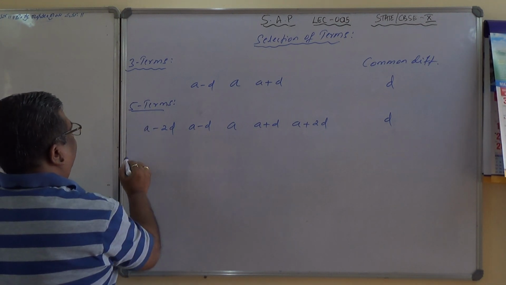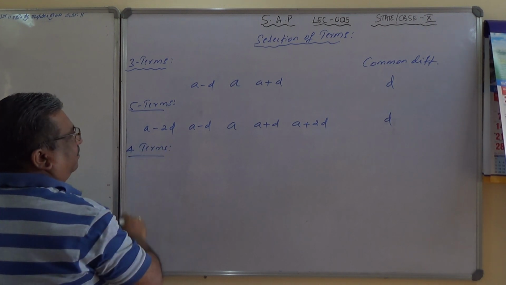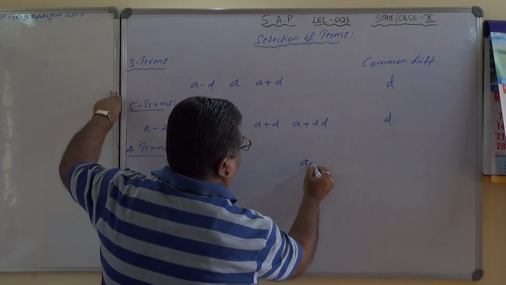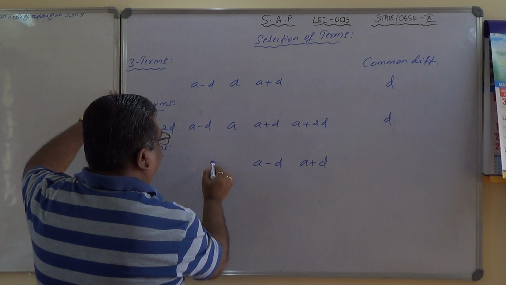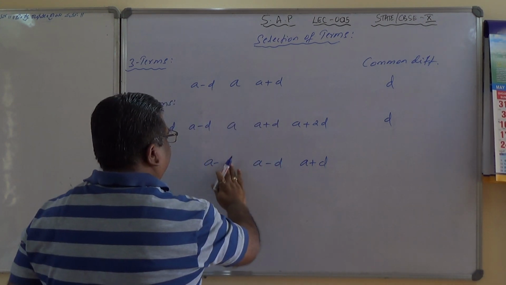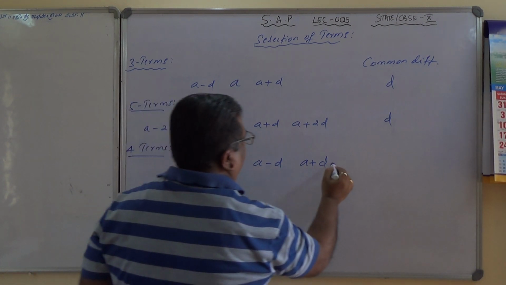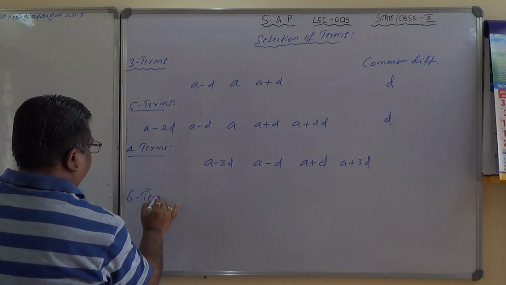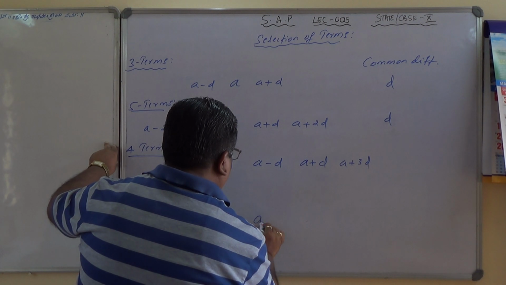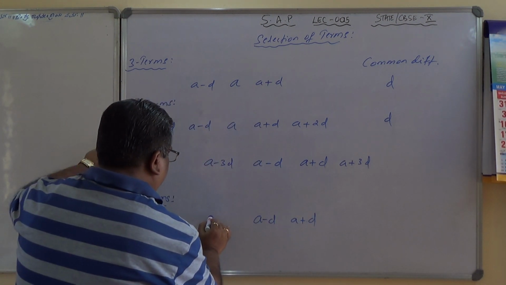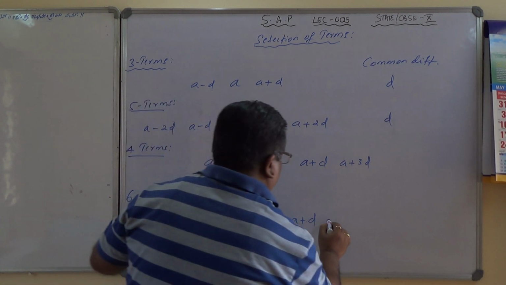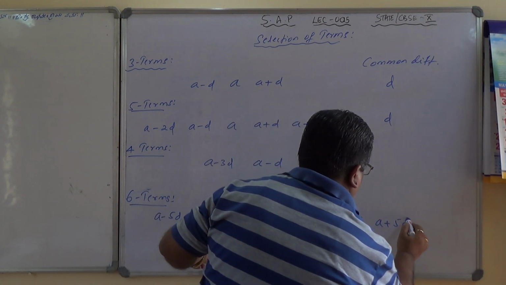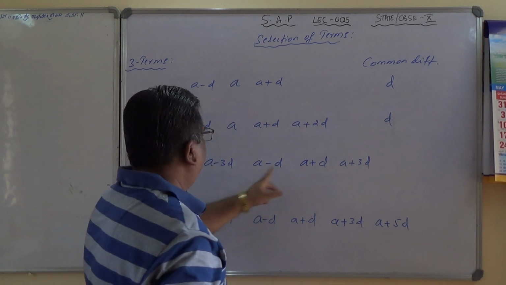Next, for selection of four terms, A plus D, A minus D, A minus 2D, I'll write this side. Then five terms, six terms. Check now. A minus D, A plus D, A minus 3D, A plus 3D.